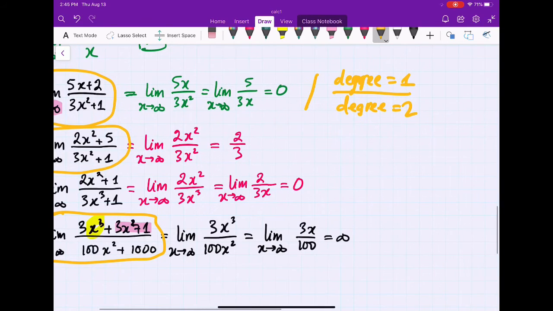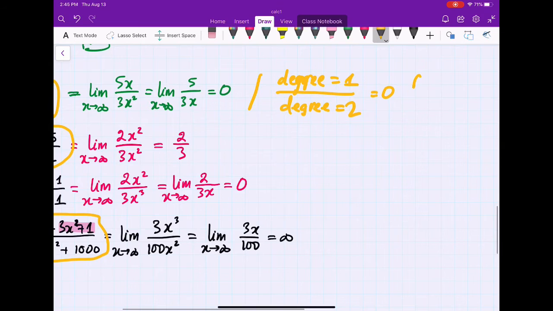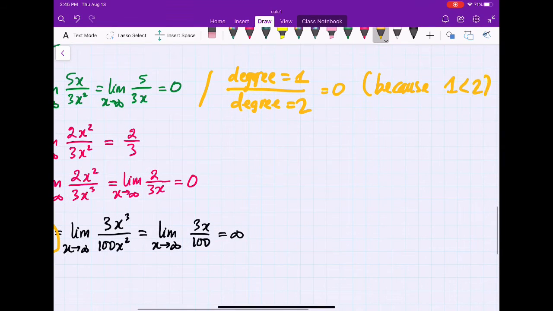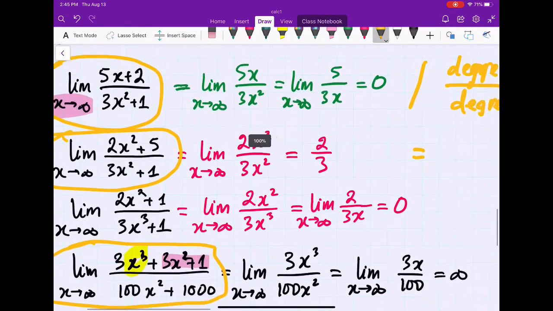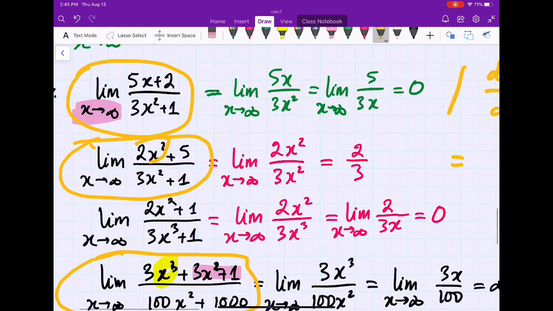So 1 less than 2, and that you get 0. I write here because 1 less than 2. Okay. In the second, you get what? You get 2 over 3. What is 2? 2 is the coefficient of this term. Is that correct? And 3 is the coefficient of this term. And the degrees of these two polynomials are equal. So that's why the limit is equal to just the fraction of the coefficients. Just the quotient of coefficients.